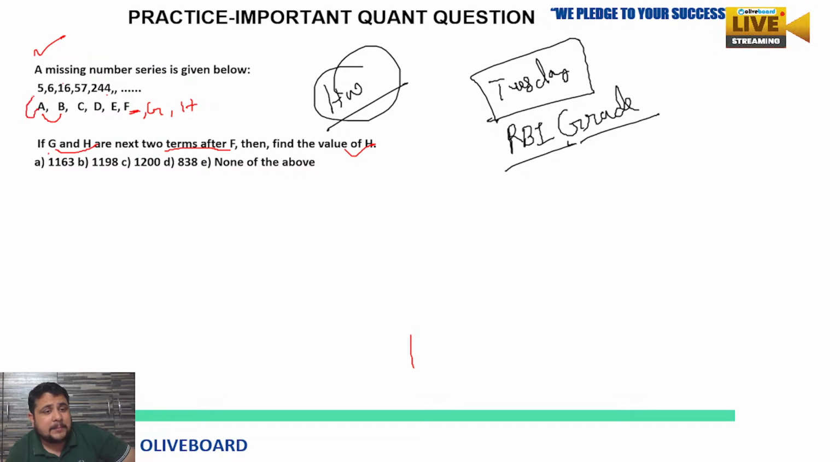A is 5, B's value is 6, C's value is 16, D's value is 57, E's value is 244. Now F, G, H: you have to find the value of H, which is the 8th term of the series. We know the first 5 terms, but we have to find the 8th one, that is going to be H. For that we must know the pattern, and this is the latest pattern. As I said, you will see these kinds of series questions in your exam. Anyone who solved this one, tell me fast, and be active in the chat box.